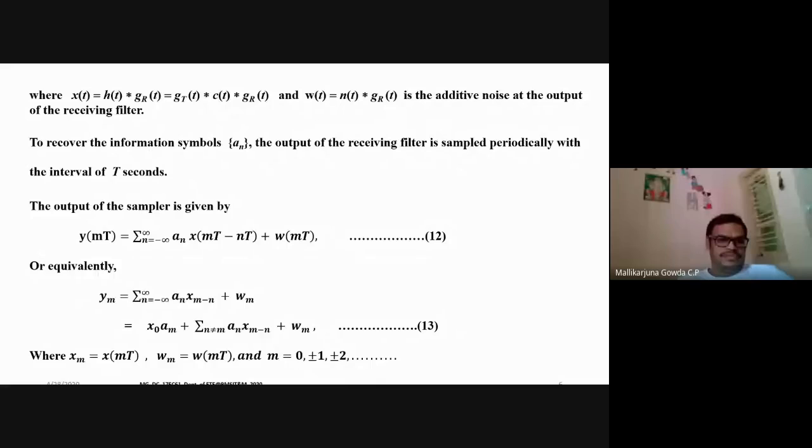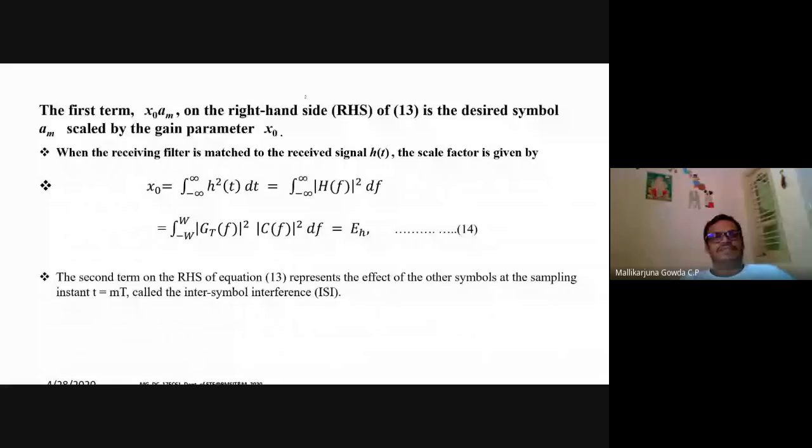Then this ym, which is equal to, I write like this, and I said in this the first term is the desired symbol, and the second term is due to ISI, and the third term is the noise, additive white Gaussian noise. I said here x naught is the gain, and Am is the symbol, the desired signal. The first term x naught Am on the RHS of that equation is the desired symbol scaled by the gain parameter x naught.